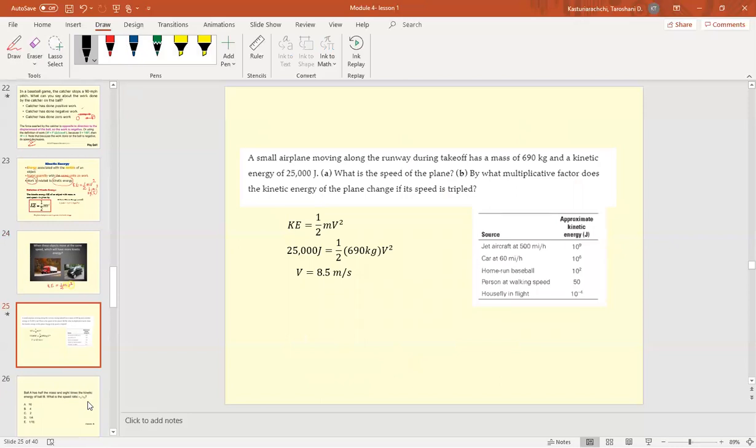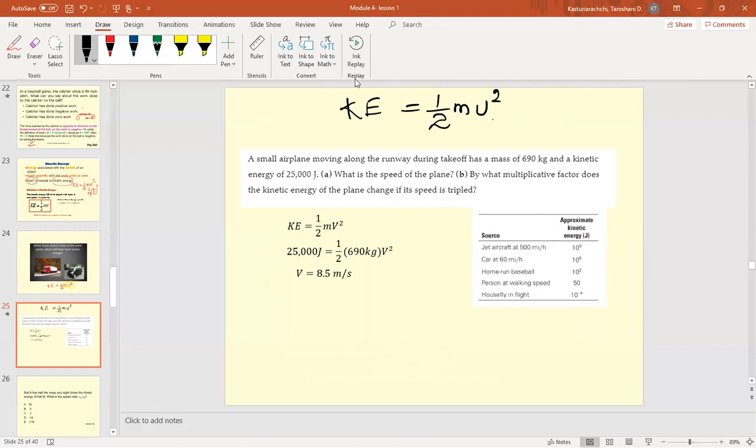Small airplane moving along this one. Mass 690 kilograms and energy is 25,000 joules. What is the speed of the plane? Kinetic energy is given. We need to solve for speed, because this is given, 25,000 equals half mv squared. So you get v as 8.5 meters per second. Okay, and this is just to get a rough idea.